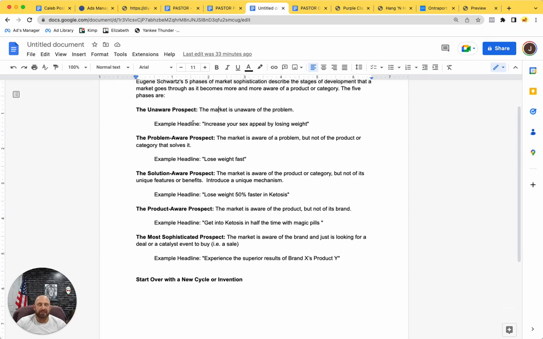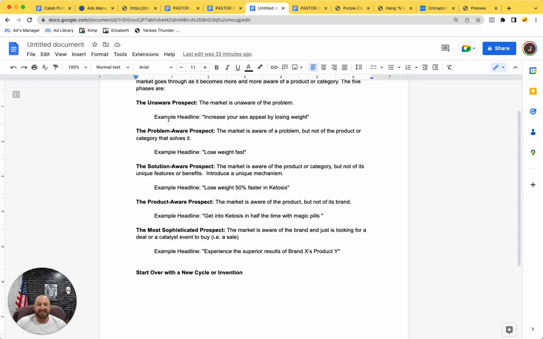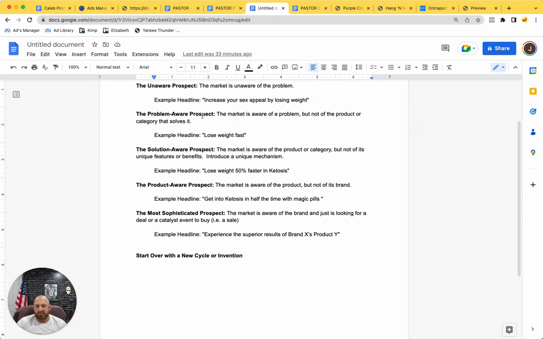Back in the 50s, before weight loss was a thing, people had to be taught why they wanted to lose weight. Increase your sex appeal by losing weight. Things like that were the headlines that got the sales, because people didn't know why they should lose weight. You had to tell them, because they were unaware they had a problem. Then there's the problem-aware prospect, who is aware of the problem but not the product or the solution.